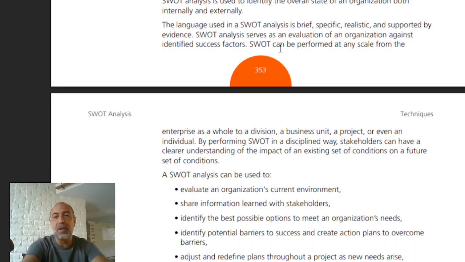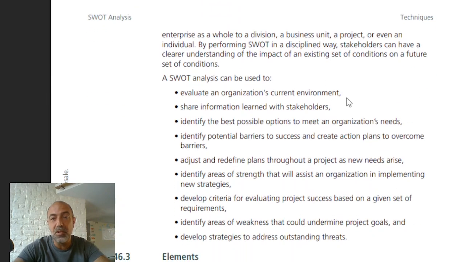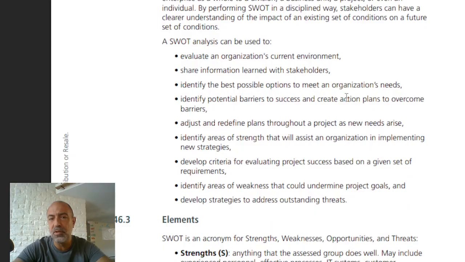As an evaluation of an organization against identified success factors, SWOT can be performed at any scale, from the enterprise as a whole to a division, a business unit or a project, and even an individual. Anyone can perform SWOT analysis, by the way. It could be a shared thing or just one person. By performing SWOT in a disciplined way, stakeholders can have a clear understanding of the impact of an existing set of conditions on future conditions.